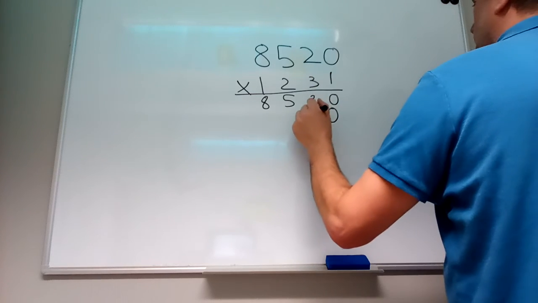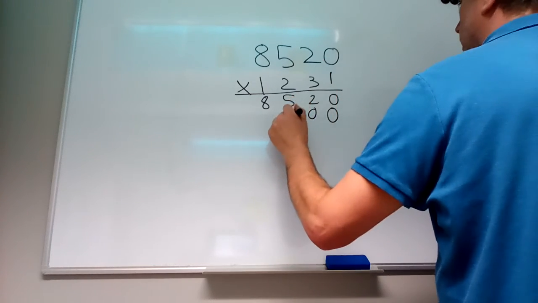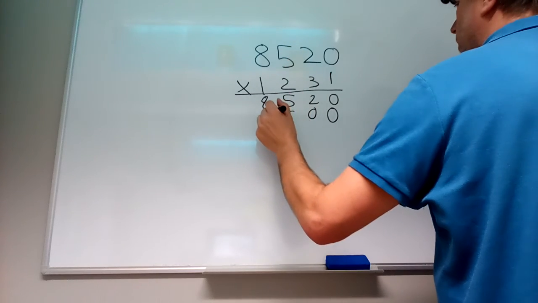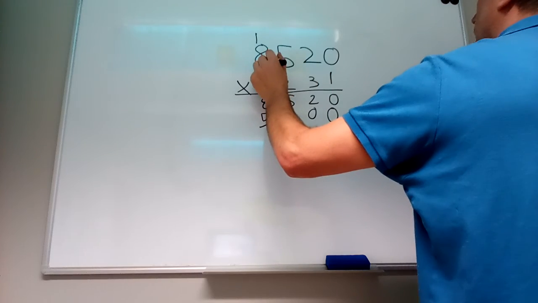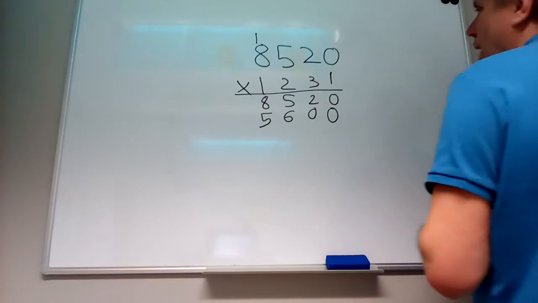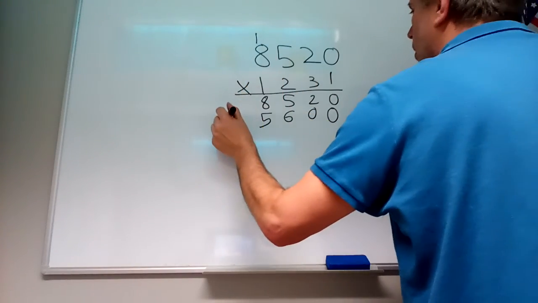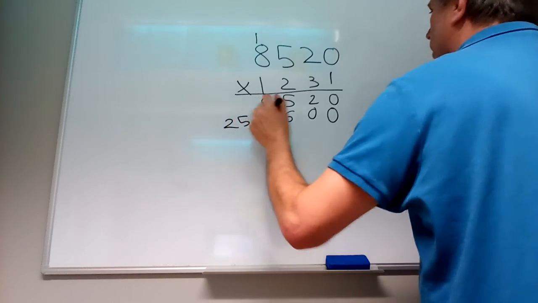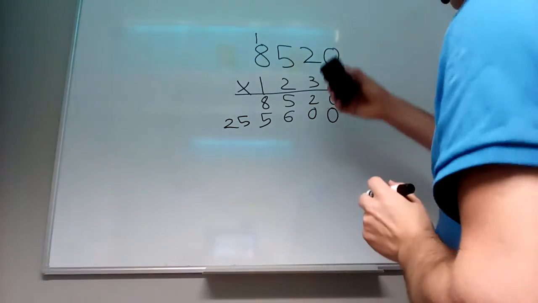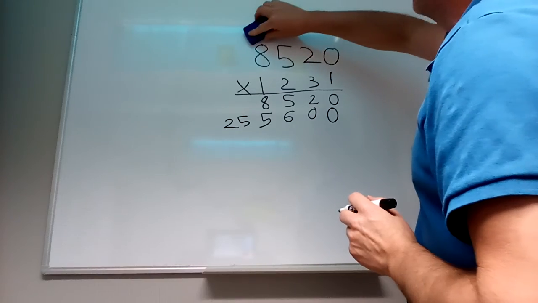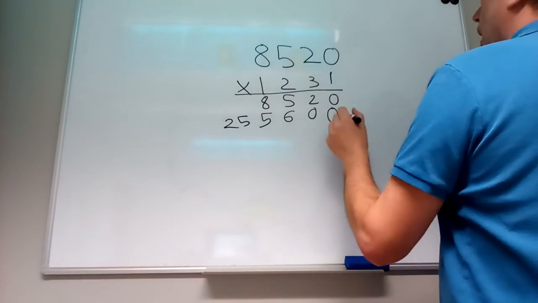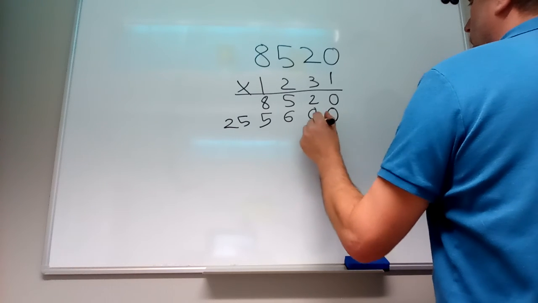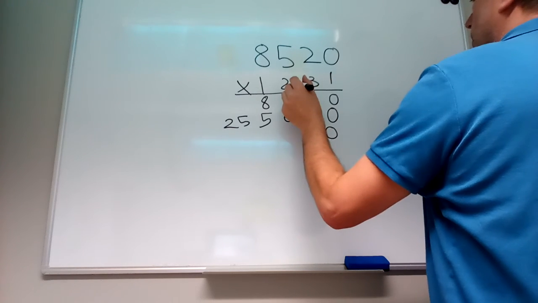3 times 0 is 0. 3 times 2 is 6. 3 times 5 is 15, so I'll put my 5 and I'll carry my 1. 3 times 8 is 24, plus the 1 is 25. There's nowhere to carry it to, so now I can put my 25 there. All right, now remember, I'm going to go back and erase that 1 so we don't get confused. Now, I'm going to do the 2, I'm just going to put 2 placeholders, 1, 2, because I'm skipping those 2 numbers, I'm starting there.